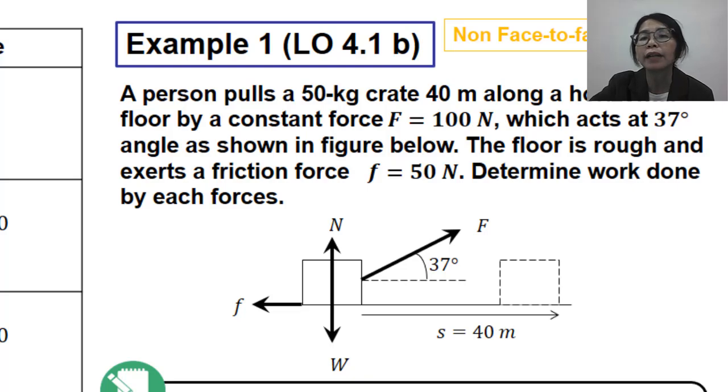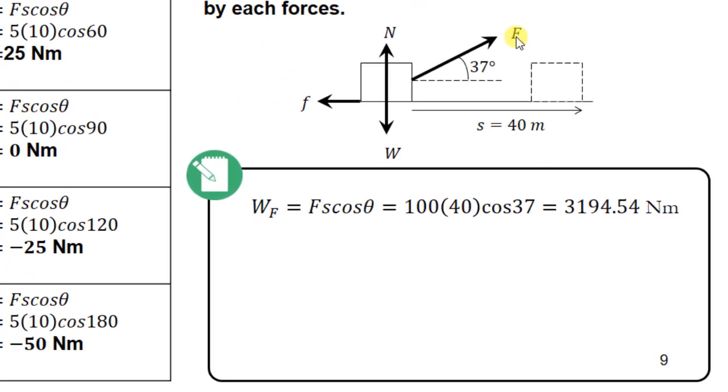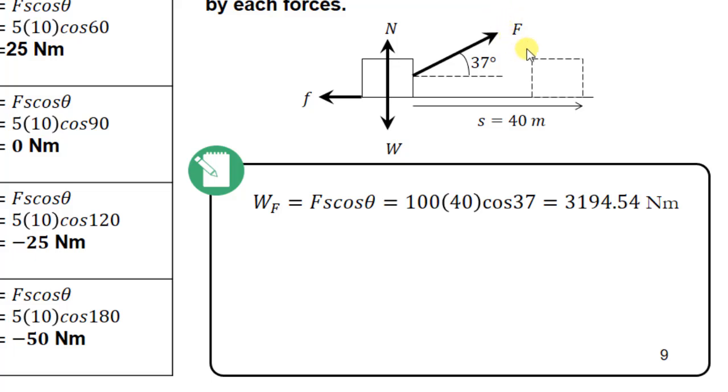So we will find out that the angle between the force and the displacement is 37. So I'll get the work done by the force F is 3194.54 Newton meter. How about the work done by the normal force?